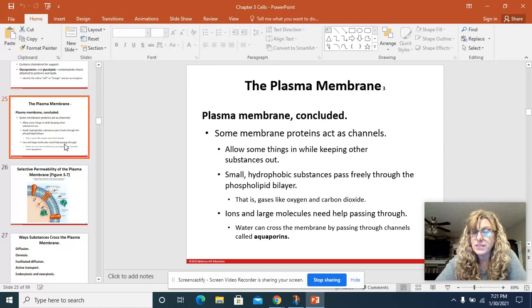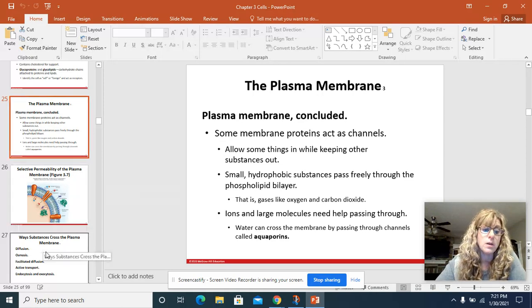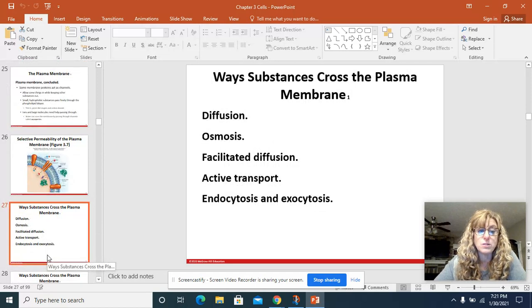So the channels will let some things in and out, and tiny little hydrophobic substances can just pass freely right through that plasma membrane, things like carbon dioxide. But your ions, your large particles and molecules, they need help getting through there. Water can cross the membrane, but it does that through channels called aquaporins. So there are some different ways that substances cross the plasma membrane.